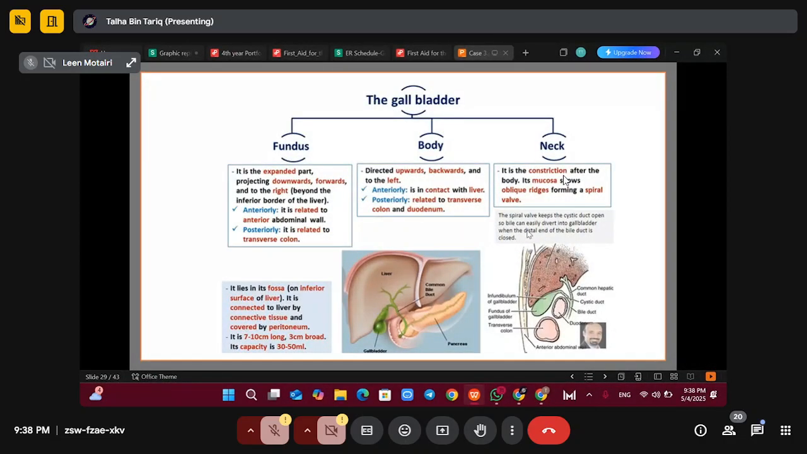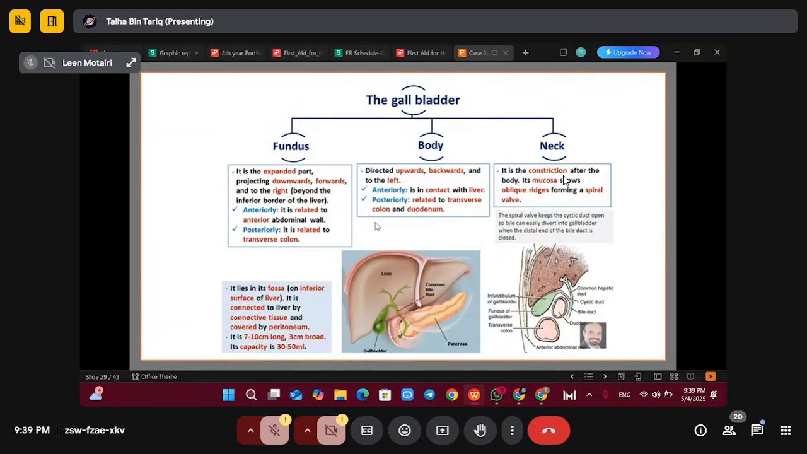So I told you the gallbladder has three parts: the fundus, the body, and the neck. So the fundus is the part which is the downward part, or the expanded part, which is projecting downwards. The main, you would say, part of the gallbladder. Then you have the body of the gallbladder. It is directed upwards, backwards, and to the left. And then you have the neck of the gallbladder, which is just near the cystic duct. So these are the three parts of the gallbladder.